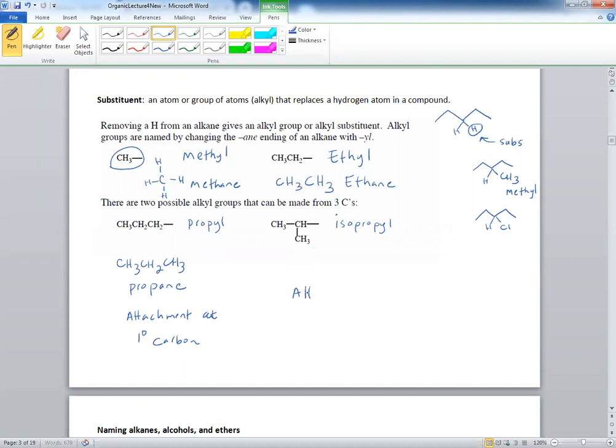And we're going to say the attachment at secondary carbon, or the substitution at secondary carbon. And I'm going to highlight them for you. So this is a primary carbon before, of course, the attachment. But if you notice now, if you attach it to this one, it becomes a propyl. And right here is your secondary carbon.